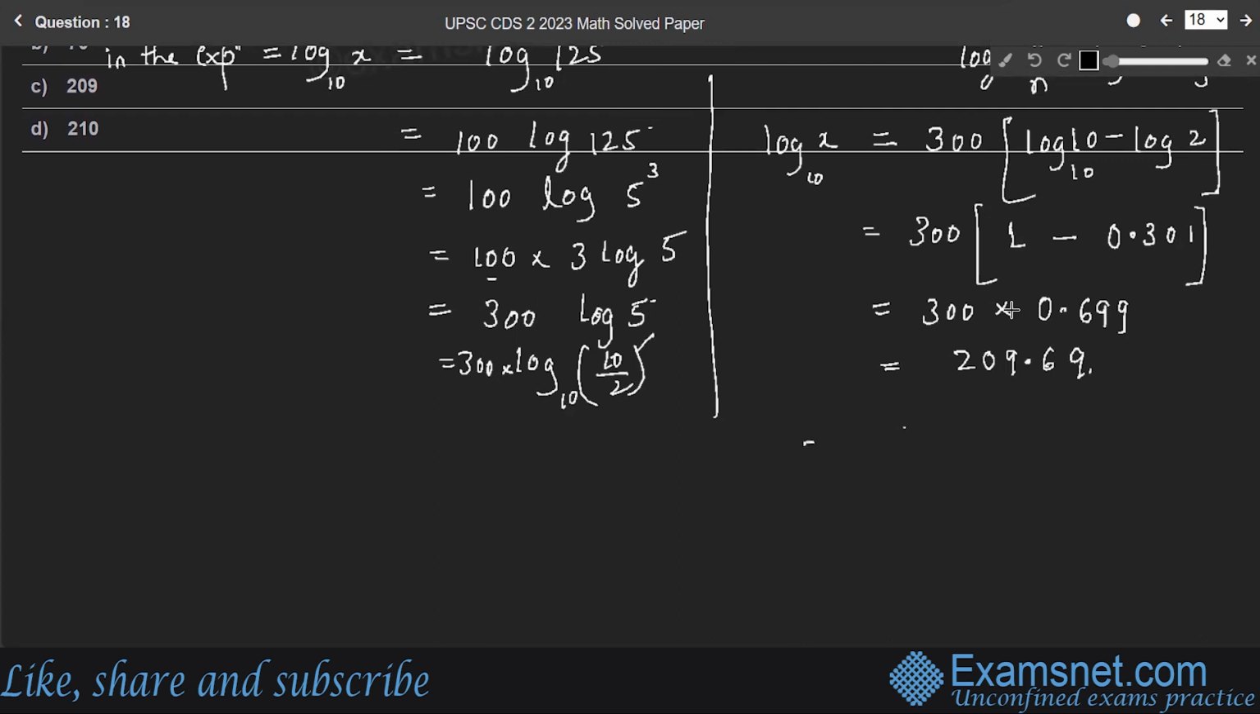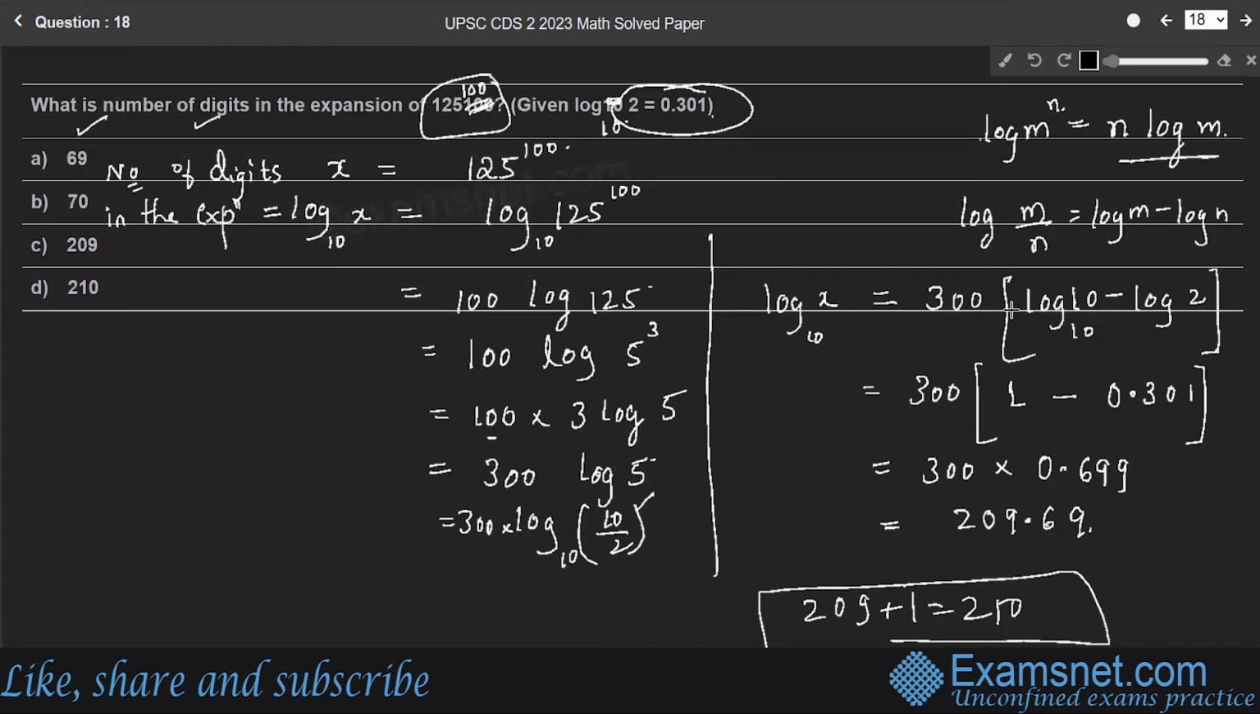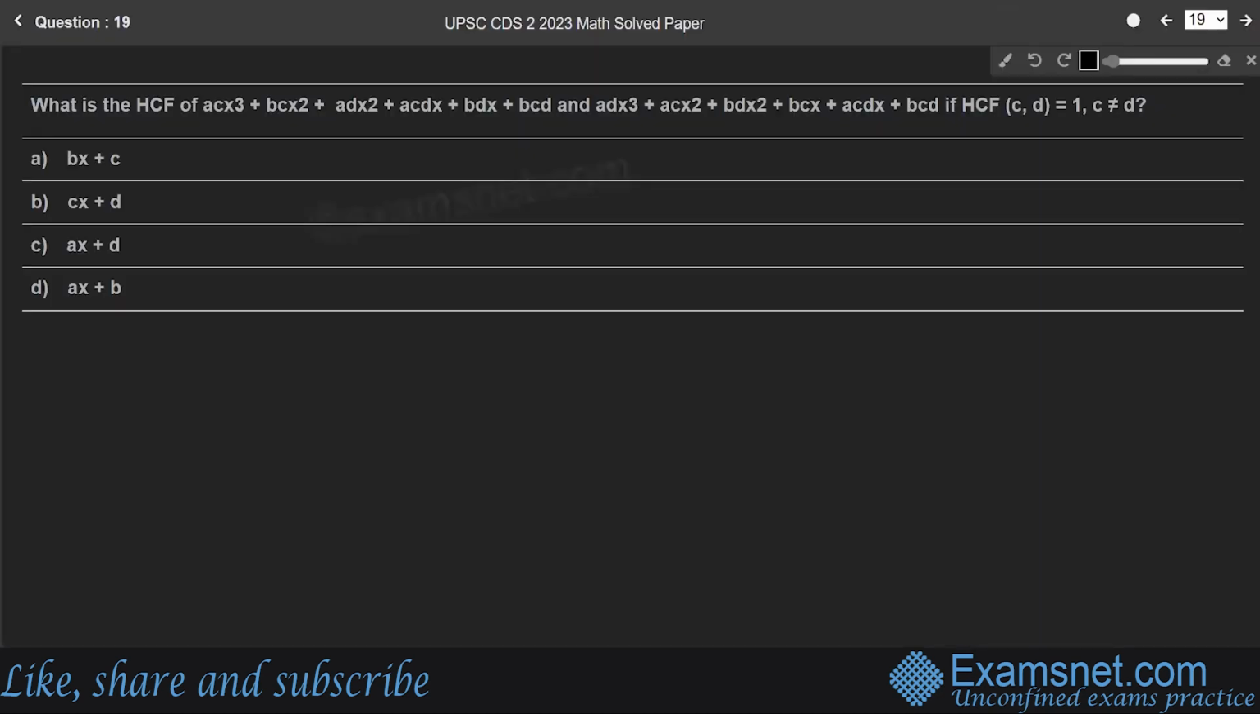Therefore, which is approximately equal to 210, right? Since 0.69 is greater than 0.5, so we'll consider the nearest value, which is 209 plus 1, which is 210. Therefore, the number of digits in the expansion of 125 raised to 100 is 210, right? If you expand the given number, there will be 210 digits. So the answer is option D.